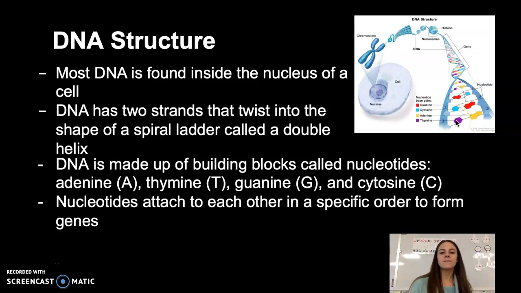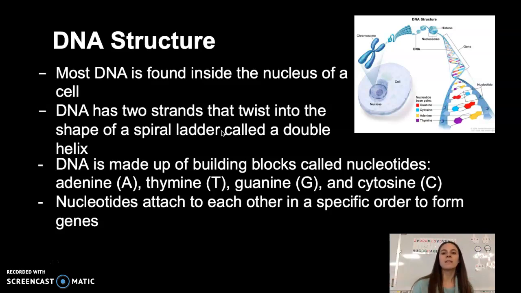And they fit together in a specific order, and the order of nucleotides is similar to the order of letters in a word. So in the English language, we have 26 letters that make up every single word in our entire language. And you take those 26 letters and you rearrange them in different ways, and they mean something. So for instance, let's say we had the word rat, R-A-T. Rat means something to you, right? You picture a gross little rat running around.